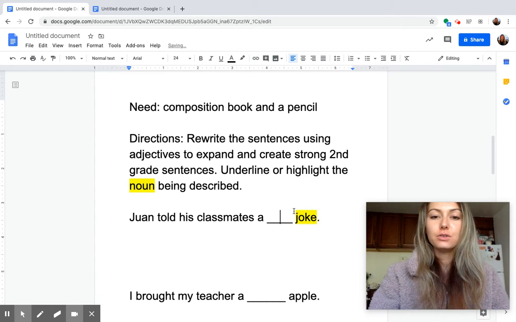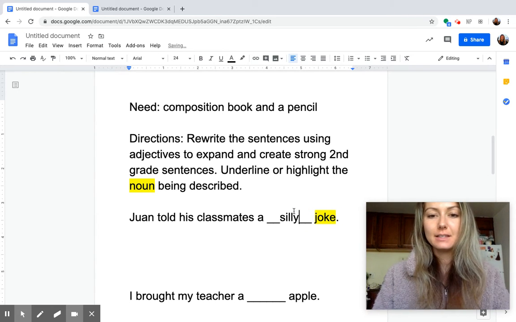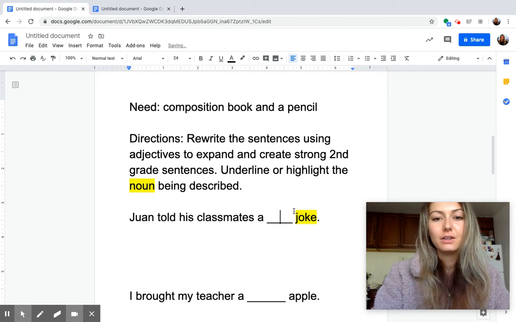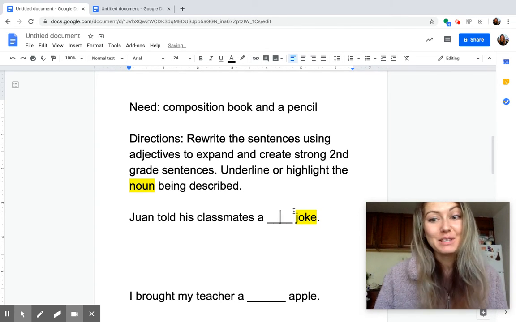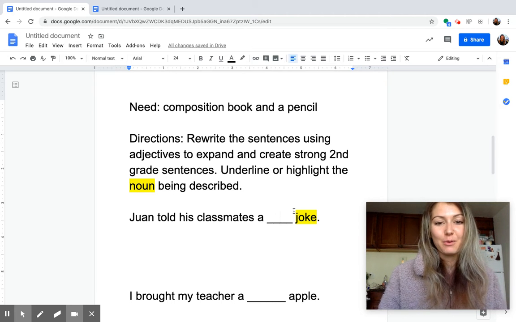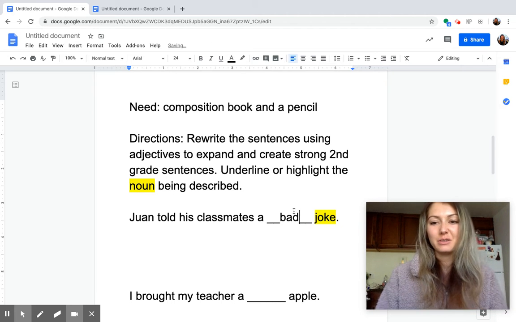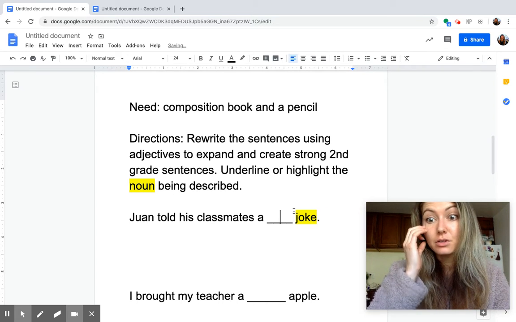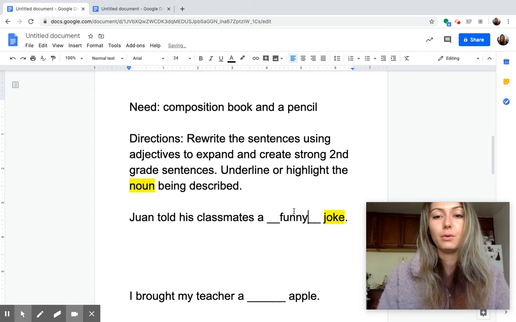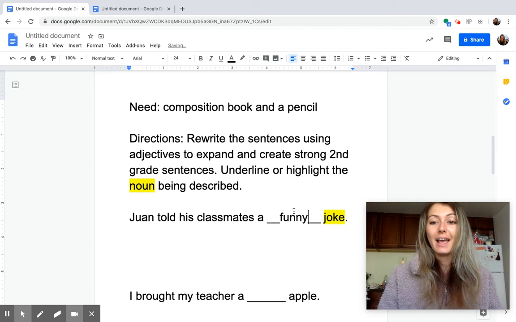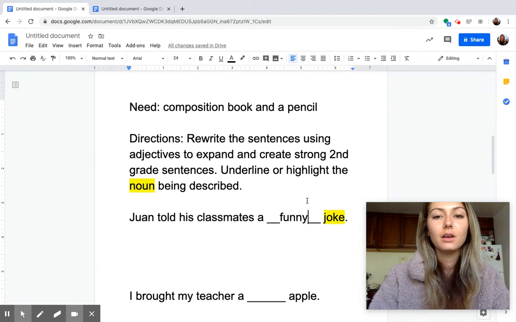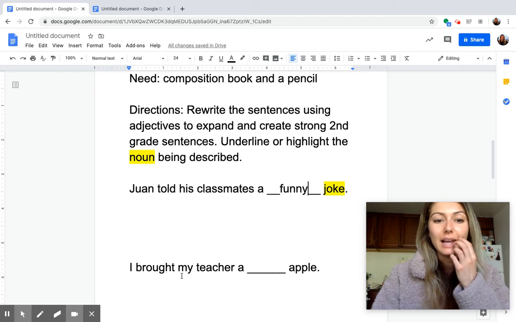You could also use an adjective like silly. He told his classmates a silly joke. And even if it wasn't a very good joke, we could say Juan told his classmates a bad joke. That wasn't funny. But we are going to stick with either funny or silly. Go ahead and complete that sentence using the adjective either funny or silly. Awesome. Let's move to our next example.